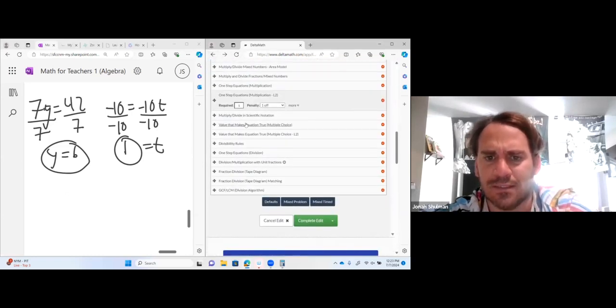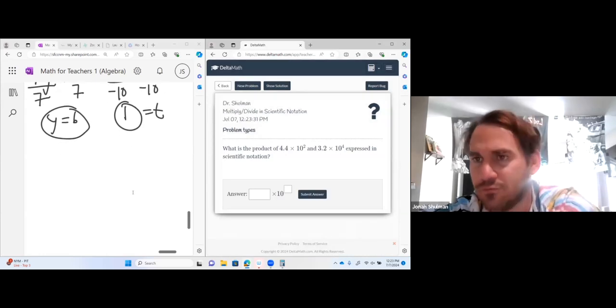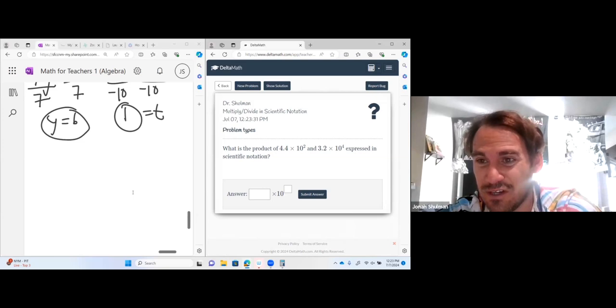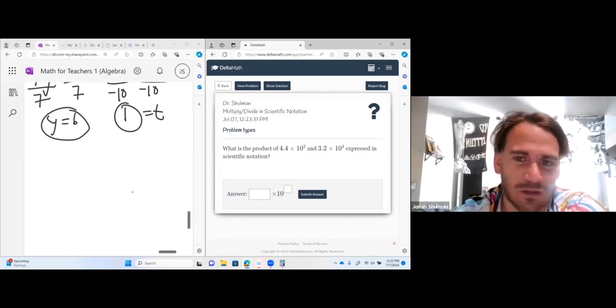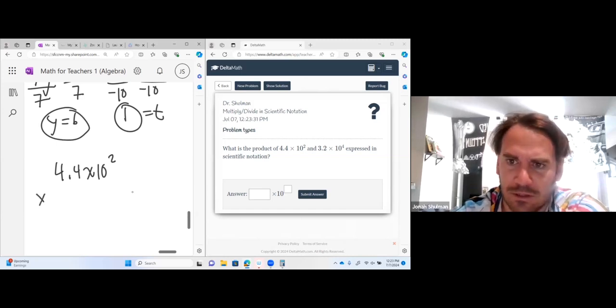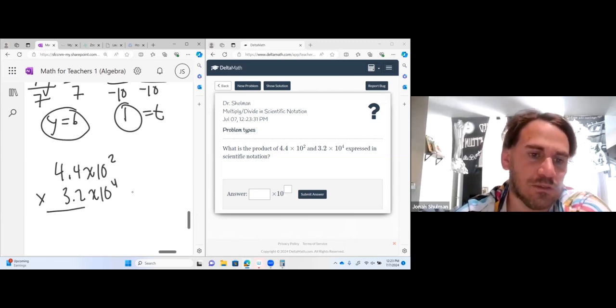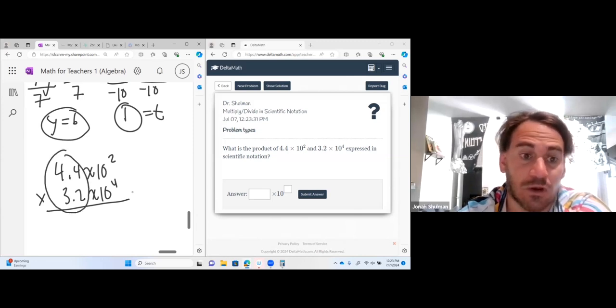All right. So now we have some crazier multiplication. Oh, scientific notation. All right, so I knew these would get tough. This is probably a 5th grade standard, I think, or a 6th grade standard. So it's 4.4 times 10 squared. And they want the product, so we've got to multiply 3.2 times 10 to the 4th. What I always do with these is I first multiply these. I'll show you how I do them.